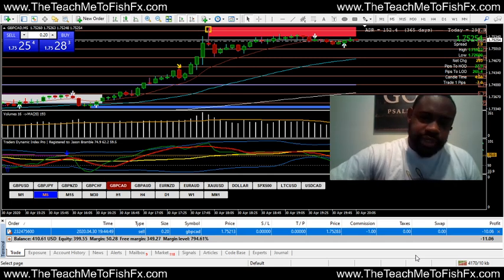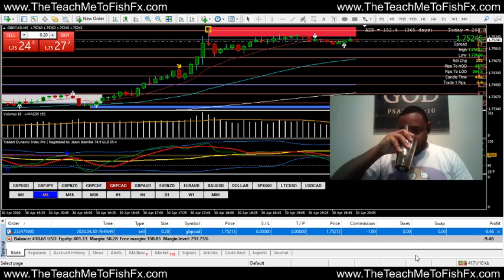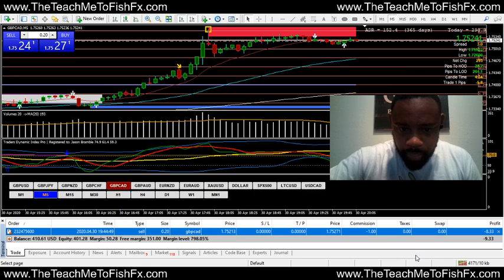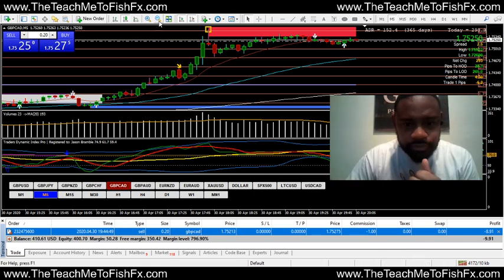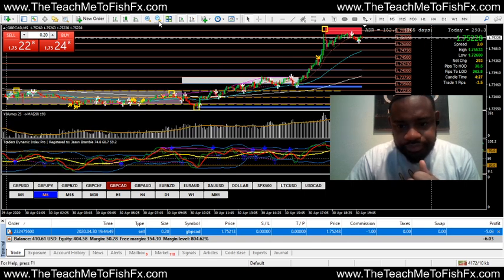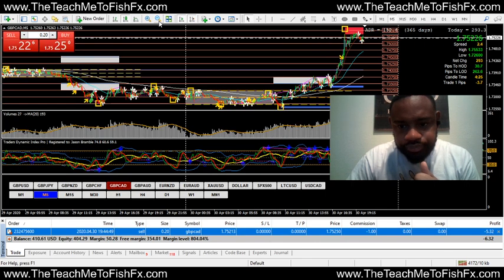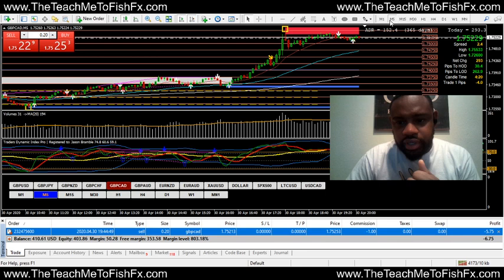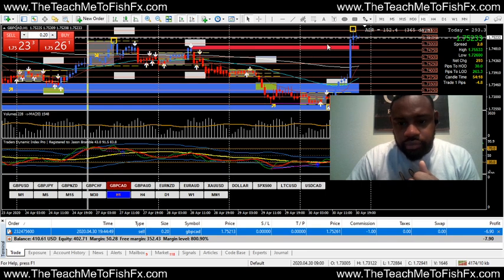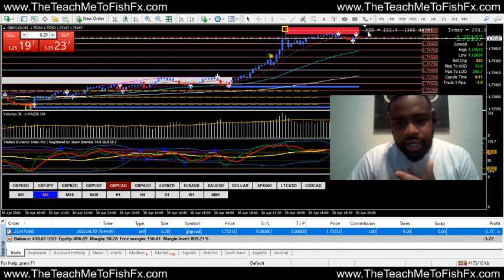Let's see if it drops back down. I mean, if you look at it, it's been all over that price point for the past 1, 2, 3, going on 4 hours. It has not broken past that.